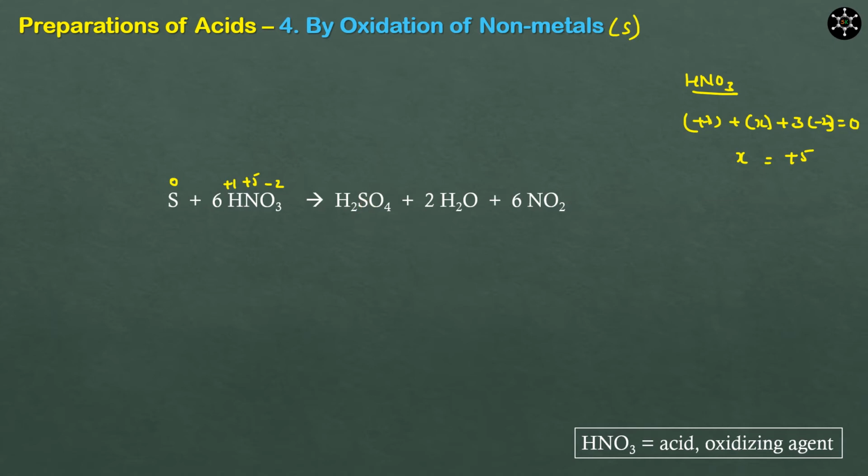Similarly, in sulfuric acid, each hydrogen is +1, each oxygen is -2. To find out the oxidation number of sulfur in sulfuric acid, let us use a similar method.